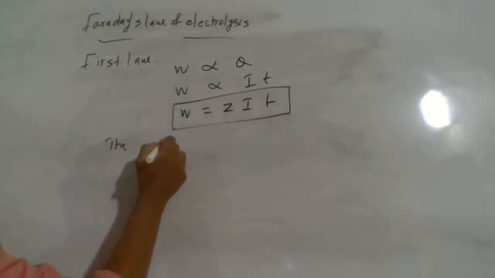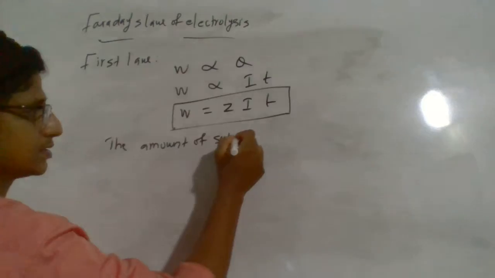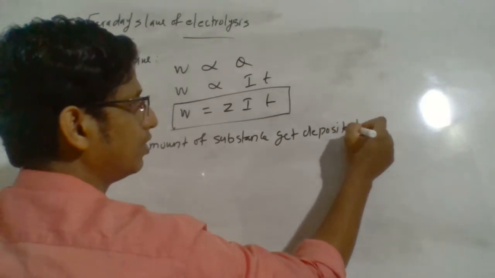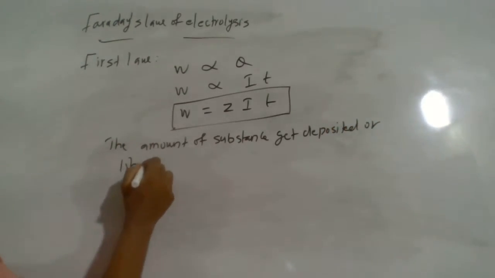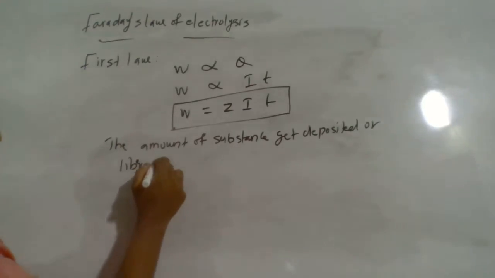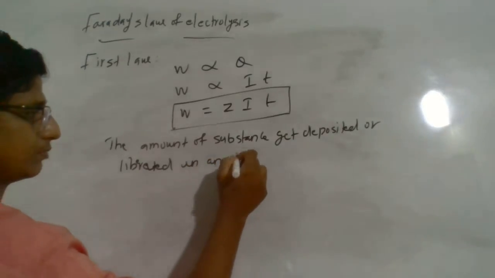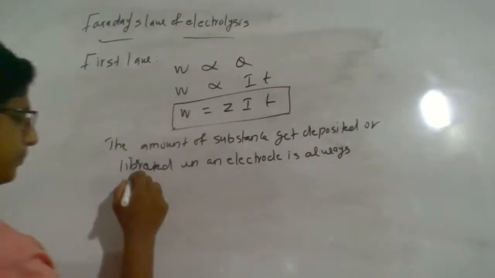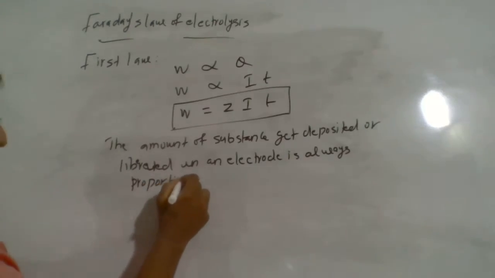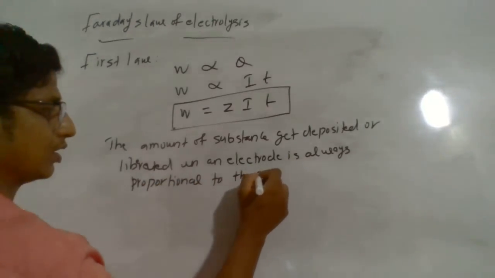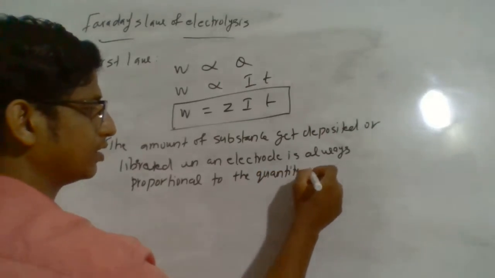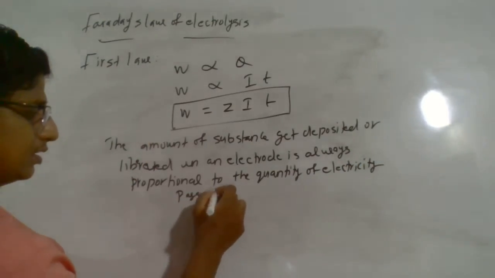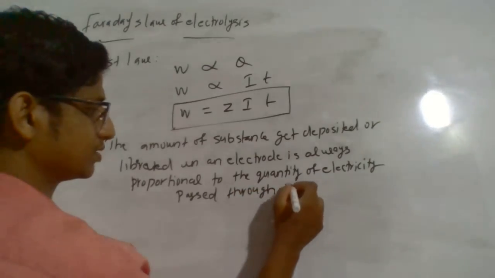The amount of substance that gets deposited or liberated in an electrode is always proportional to the quantity of electricity passed through it. This is the first law of electrolysis.